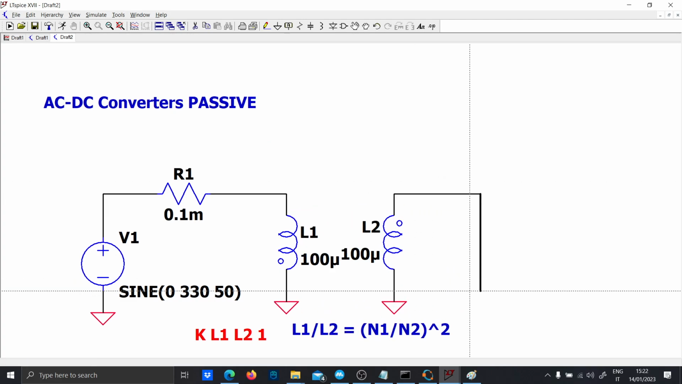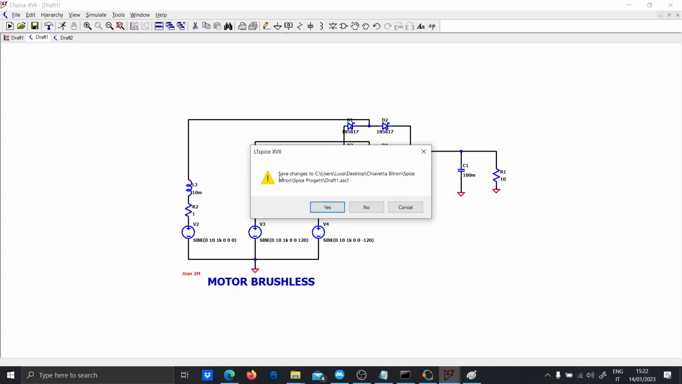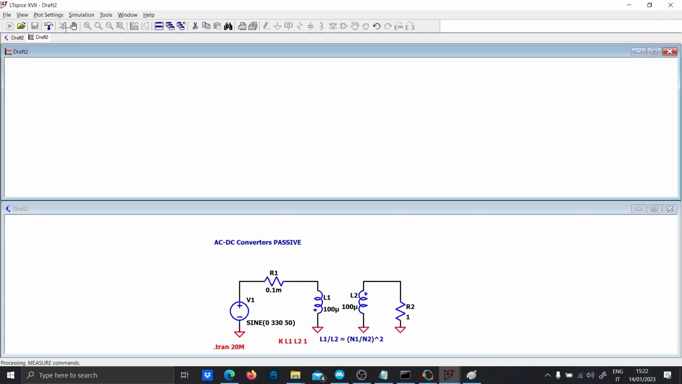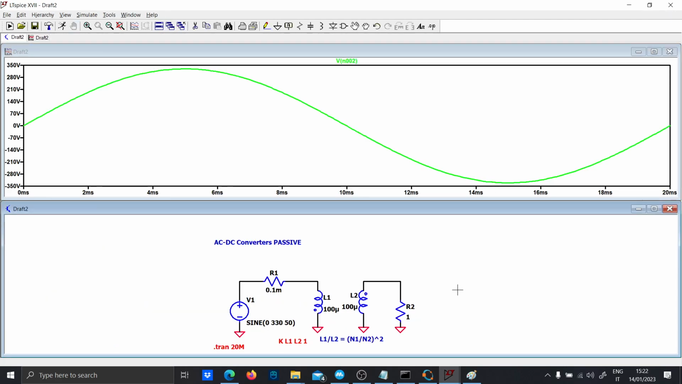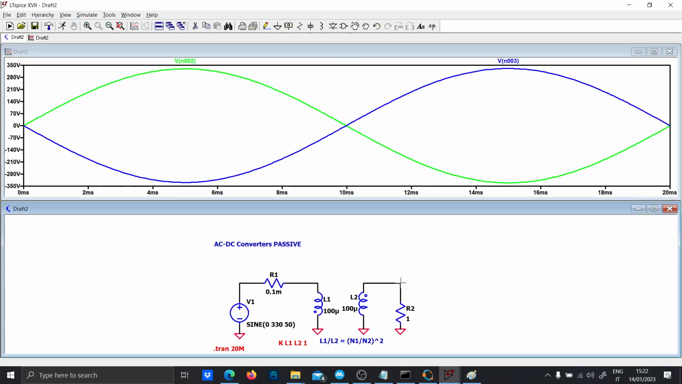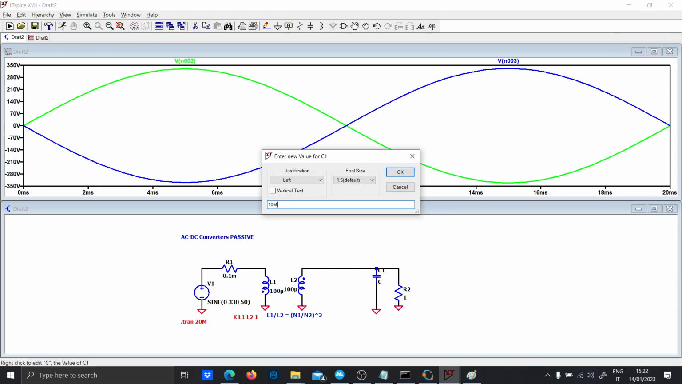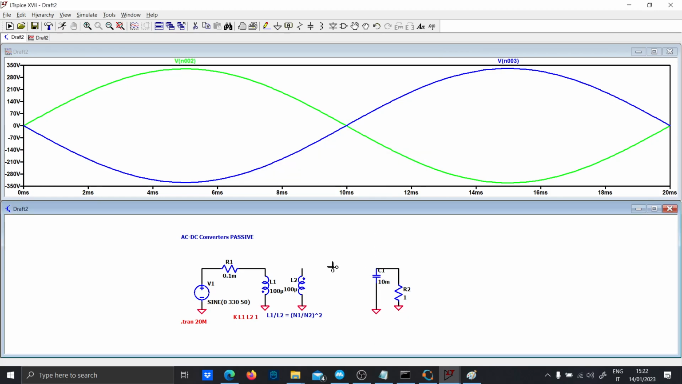And let's put here a load, and before running the simulation, let's see that everything is still working. So let's run this for 20 milliseconds. On this side I have this, and on this side I have this. Okay, that's quite fine. Now let's add a big capacitance here, and of course a Graetz bridge.